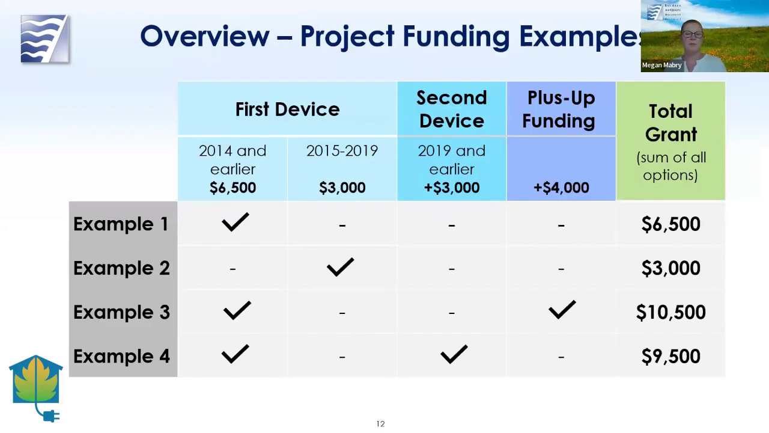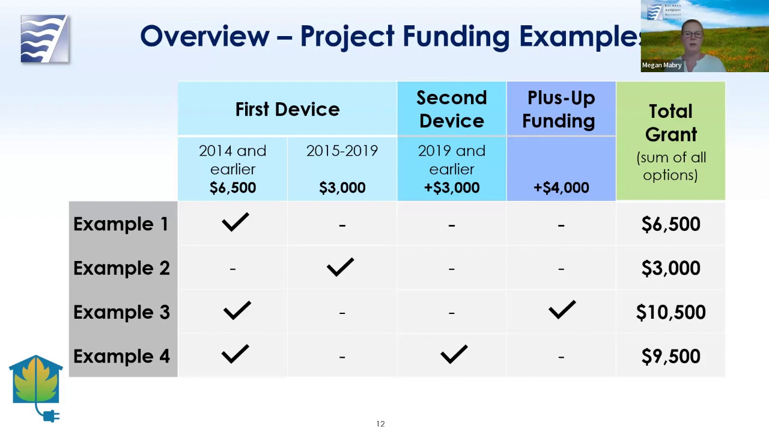Here are some examples for additional clarity. In the first example, the project is replacing one wood-burning device with a model year 2014 or earlier and receives a base funding amount of $6,500. In the second example, a project replaces one device that is a model year 2015 to 2019 and receives a base funding amount of $3,000.